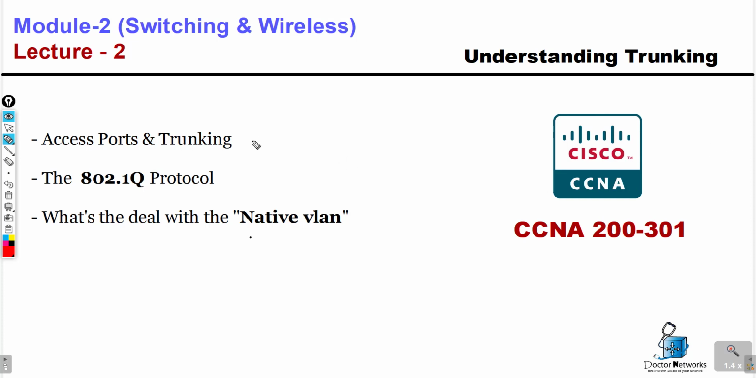Okay, so today is lecture number 2 of module 2, and we're going to be going through what are trunks and what are access ports. We're going to learn trunking first, and then we'll see what protocol is actually used in trunking, and that is the 802.1q protocol. We'll go through that as well. And what's the deal with the native VLAN? Okay, that's a good topic. We'll be going through these 3 topics, and here we go.